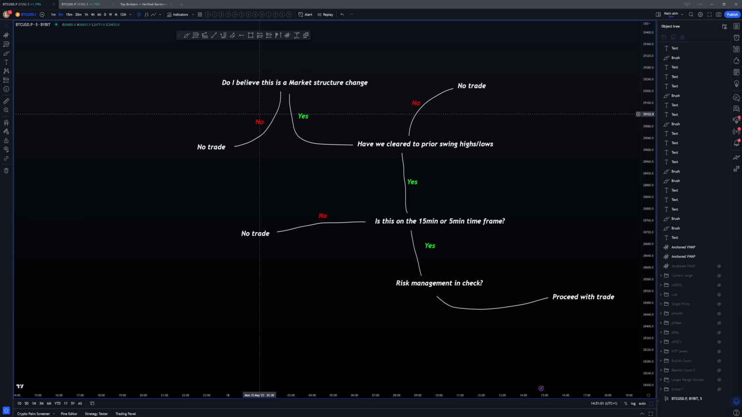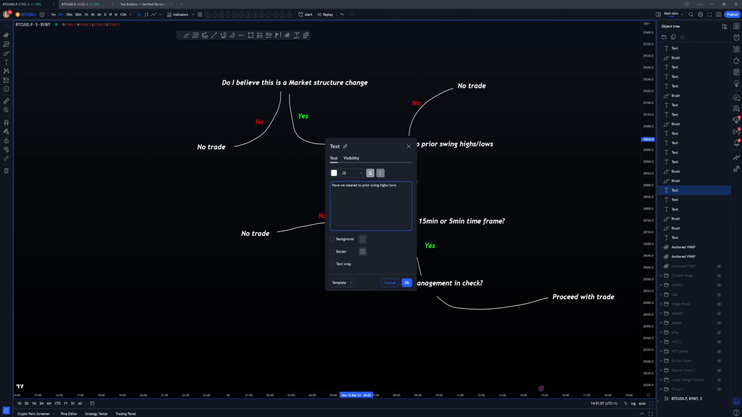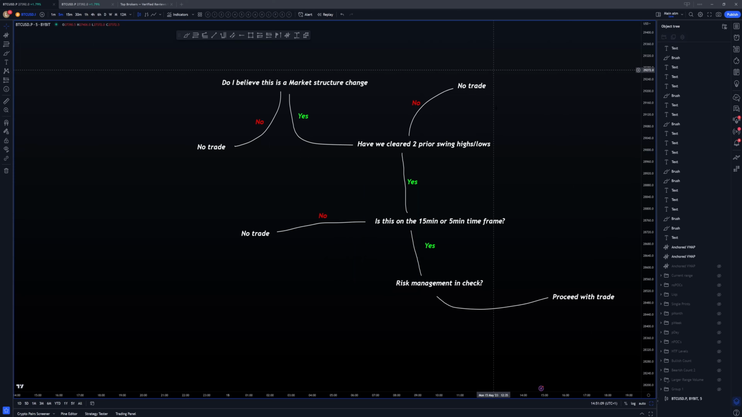If the answer is no, well, then there's no trade. If the answer is yes, have we cleared then the two prior swing highs/lows? If the answer to that is no, then no trade. If the answer to that is yes, okay, is this on the 50-minute or 5-minute time frame? If the answer is no, then again, no trade. If it's yes, okay, then is your risk management in check? Then proceed with the trade. That is what I mean by a consistent input process.